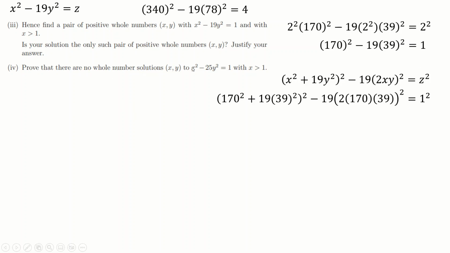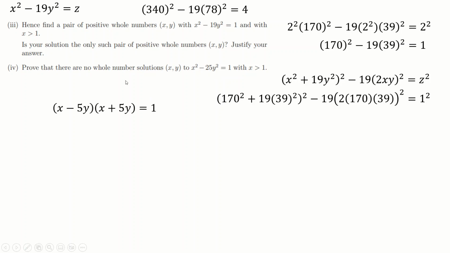Prove that there are no positive whole number solutions to this. Well, what do we notice about this here? 25 is a nice number for this. What we were looking at here was a not nice number, 19. 25 is nice because that just makes this a difference of 2 squares. It's just x minus 5y into x plus 5y.